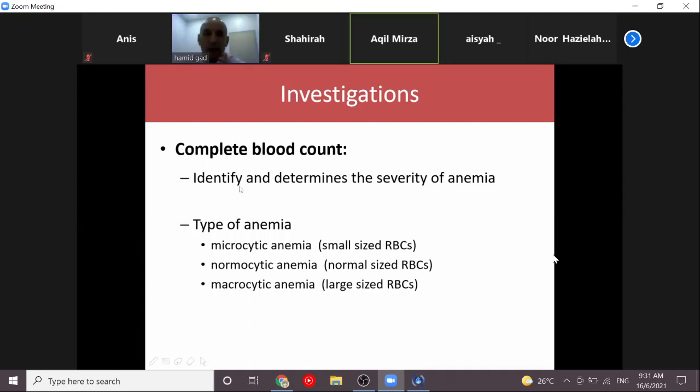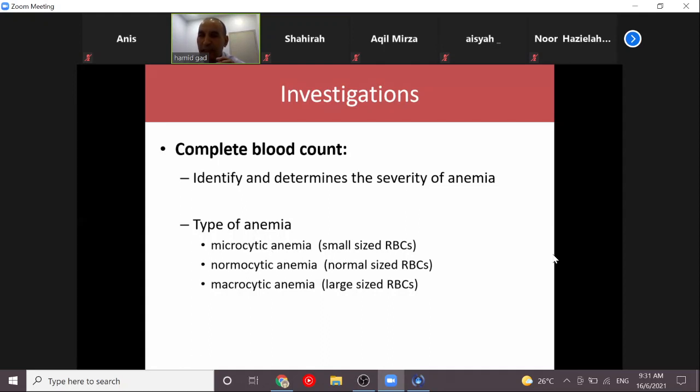Yes, doctor. Complete blood count, look for hemoglobin. Hemoglobin lower than normal confirms that this patient has anemia. From the CBC we can also classify the anemia, or find the types of anemia. Usually we classify anemia into 3 types, based on the complete blood count. So anemia can be classified as microcytic anemia.